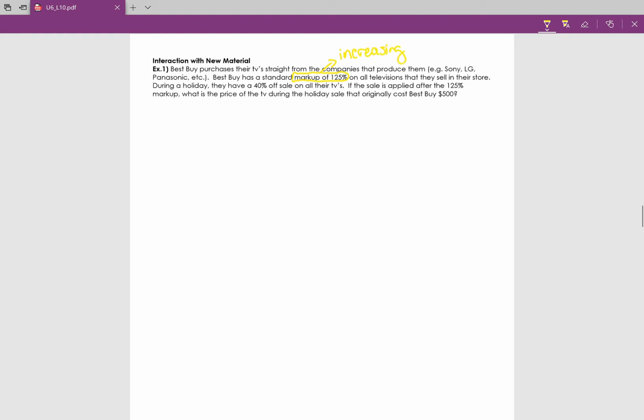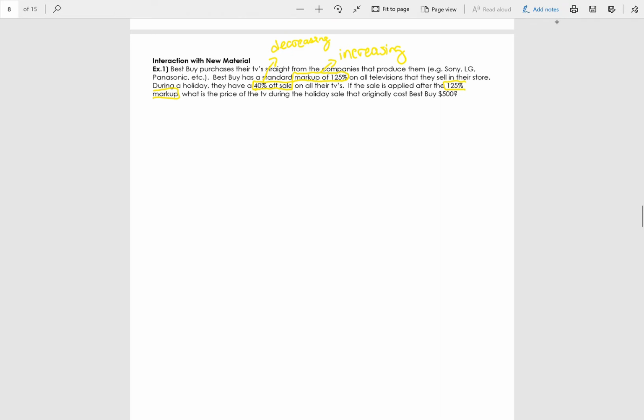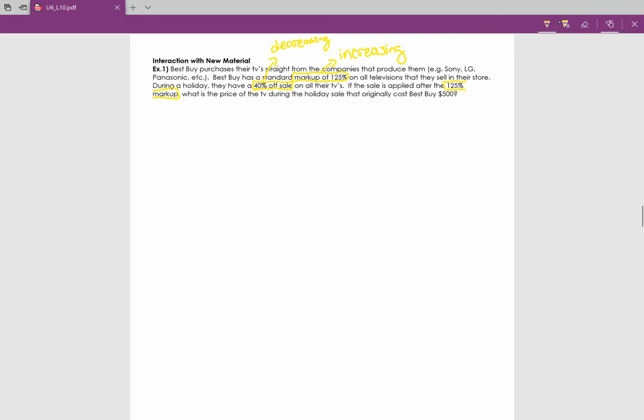We're increasing the price. Then it says during the holiday they have a 40% off sale. Now the key word here is off. If it's coming off, it's decreasing that price. It also says that if the sale is applied after the 125% markup, what is the price? So it's after this markup is given to our original cost.